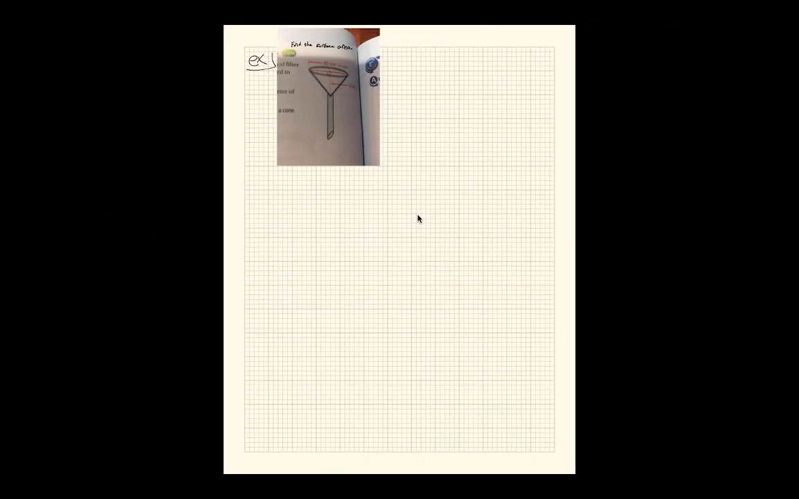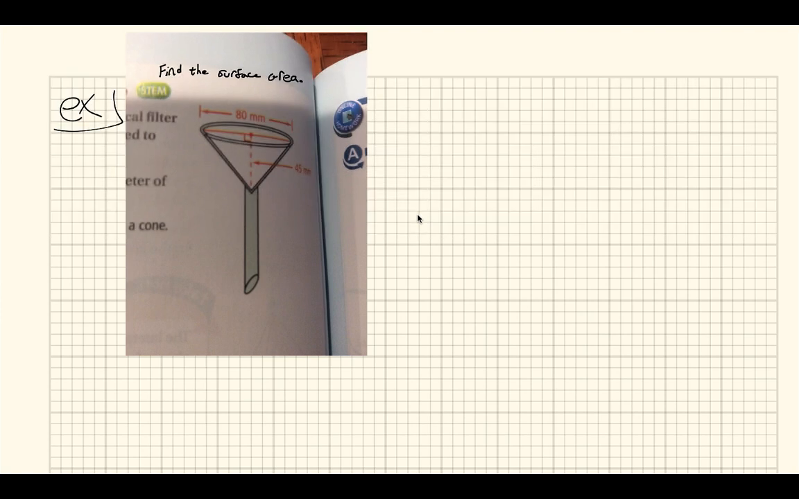So let's go ahead and find this next example right here, where we are asked to find the surface area of this thing. This is called a funnel. Now, this is kind of tricky because if you're just looking at the picture, you might think, if I just find the surface area of this cone, I'm good. But think about how a funnel works. There's no surface here. It's open, so you can pour stuff into the funnel. So what we're going to use is the lateral area formula this time.